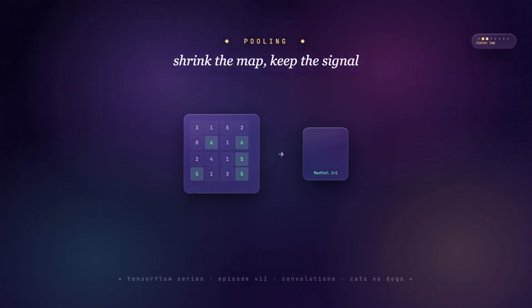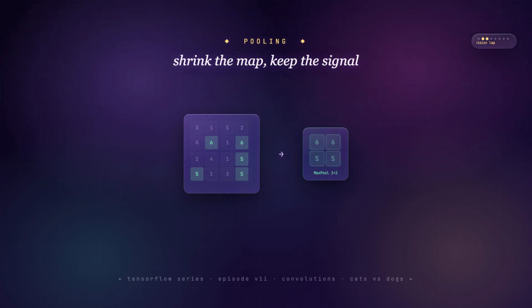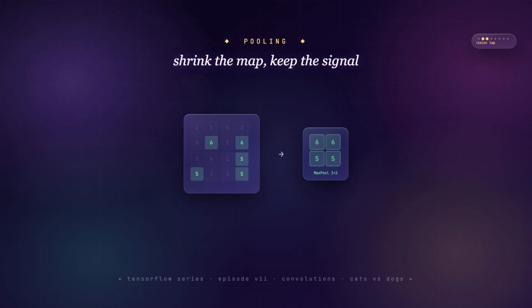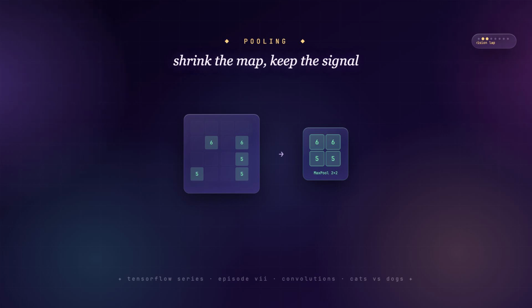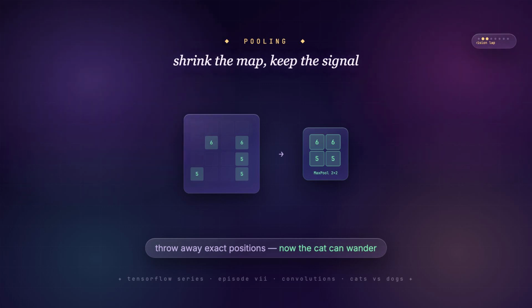Between those layers, we do something almost rude. We throw information away. Pooling takes a little patch of the feature map and keeps only the strongest signal, shrinking the map by half. Sounds wasteful, but it's a gift. Now the network doesn't care if the ear was exactly here or 2 pixels over. It's become translation robust. The cat can wander around the frame and we still find it.